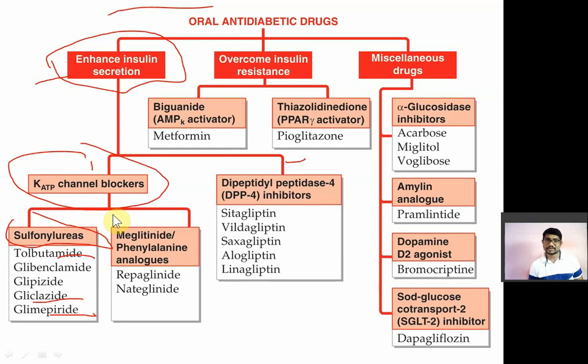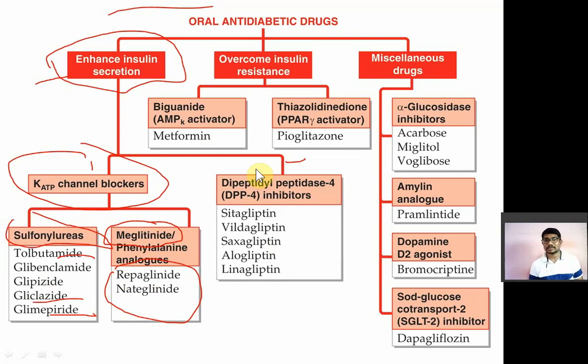Again, among KATP channel blockers, another class is there, known as meglitinides, or D-phenylalanine analogs. In that you have two drugs, repaglinide and nateglinide. So glinides are nothing but the meglitinides. These are again potassium channel blockers, KATP channel blockers. Okay. So this was the first class.